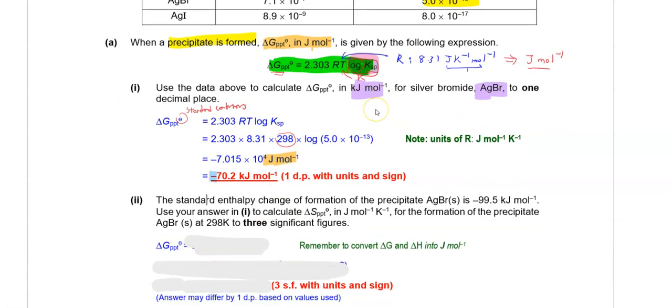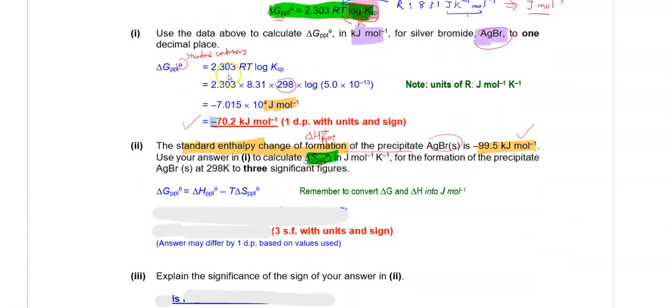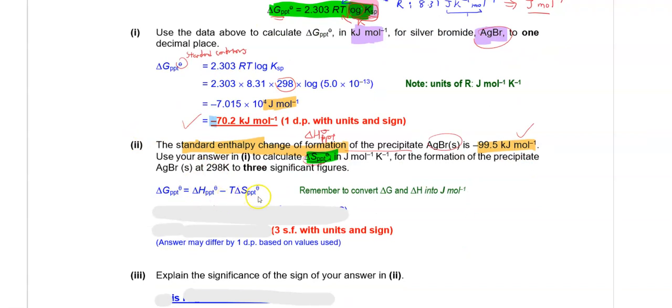Moving on to part 2. In part 2, they give you the standard enthalpy change of formation, defined as your delta H f. We are supposed to look at the formation of the precipitate. Let's look at the delta S of the precipitate in J per mole per Kelvin. We are given this for silver bromide, and we are supposed to relate to silver bromide for the delta S. So our aim is to find the delta S. We have the delta G, we have the delta H. Then naturally it will be quite straightforward to use the equation delta G equals delta H minus T delta S. In this case, our aim is to find delta S.